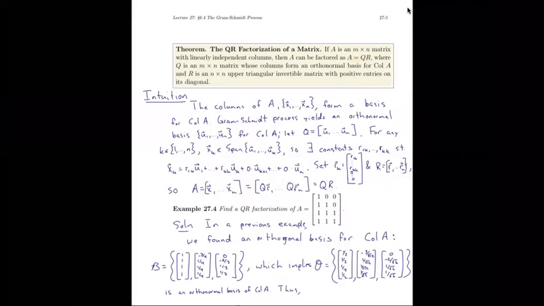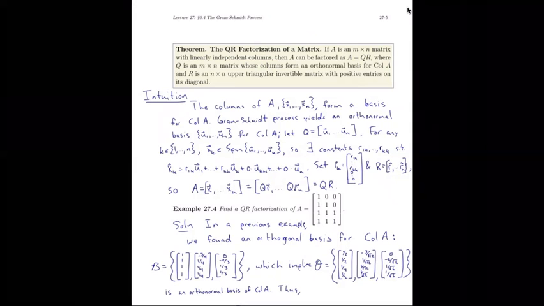So think about it like this. If A has linearly independent columns, it has n columns. So we can think of this as a basis for the column space of A. So if we think of those vectors as a basis for the column space of A, well, then we can come up with an orthonormal basis, or at least an orthogonal basis for the columns of A.